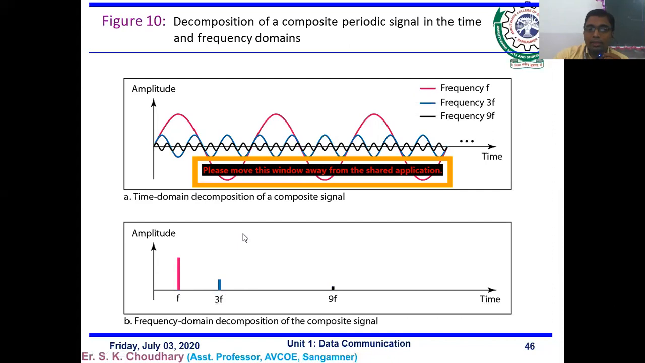Now we will go to the next example, which has a non-periodic composite signal.